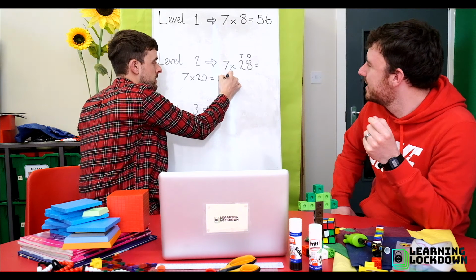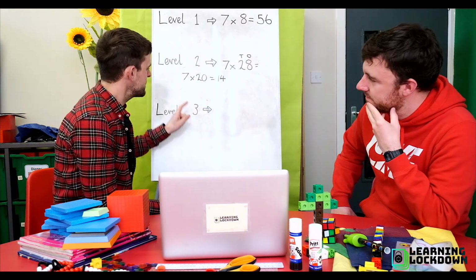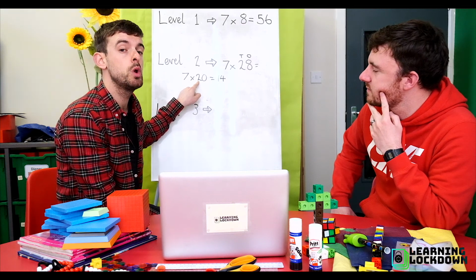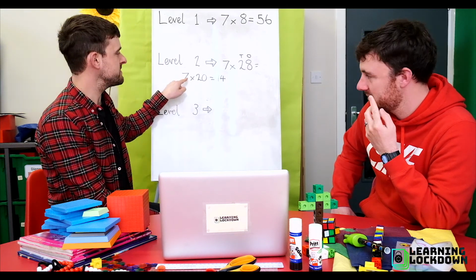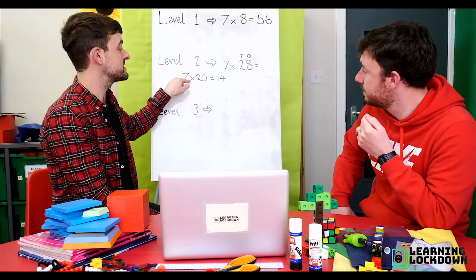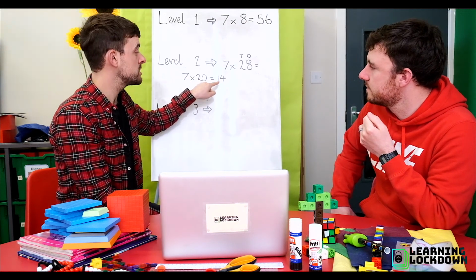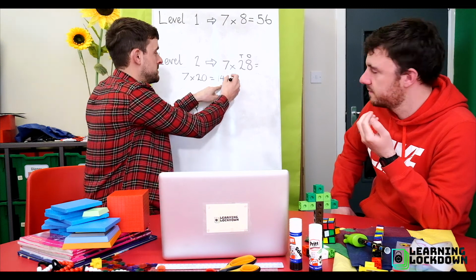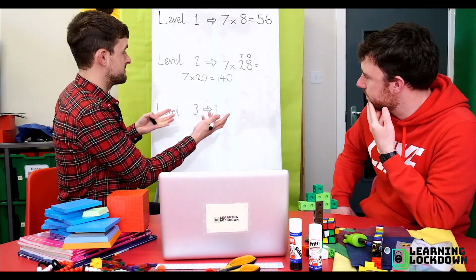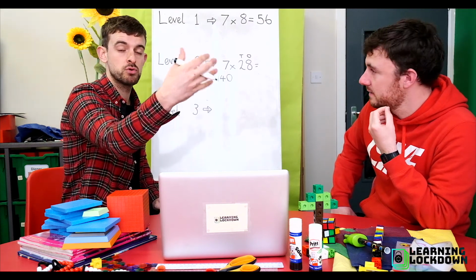But wait, the calculation was 7 times 20, which is 7 times 2 lots of 10. So 7 times 2 is 14. I can therefore say 7 times 2 lots of 10 equals 14 lots of 10, which is 140. So it's very similar to 7 times 2, just 10 times greater.